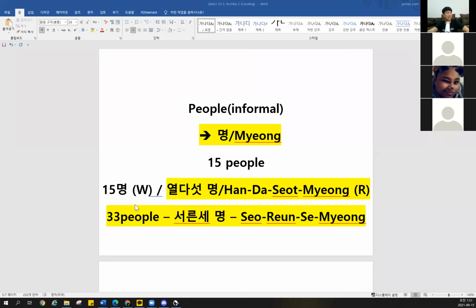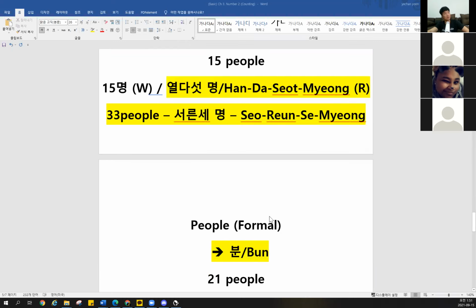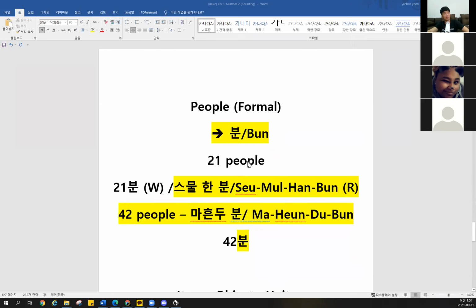Okay, all right, so 15 people you can say 15명. 15명. How about 33 people? You can say 33명. 33명.